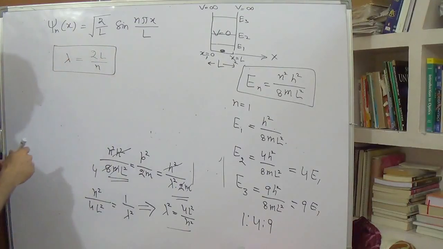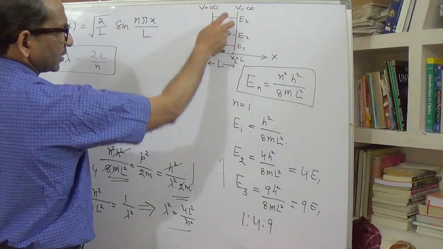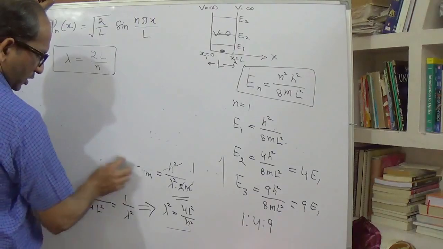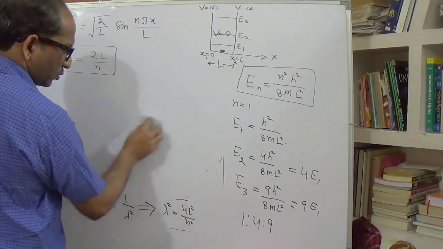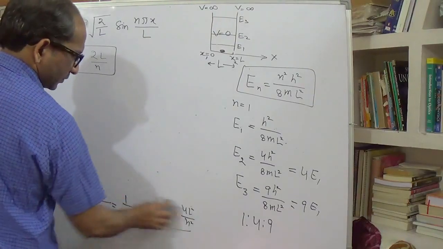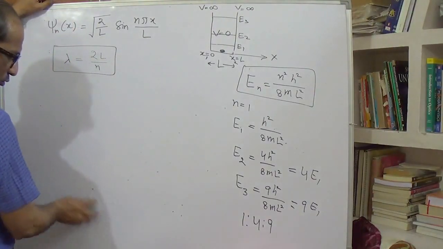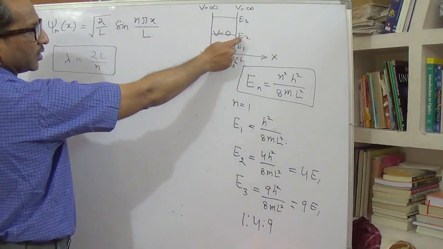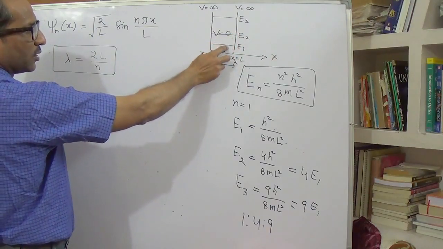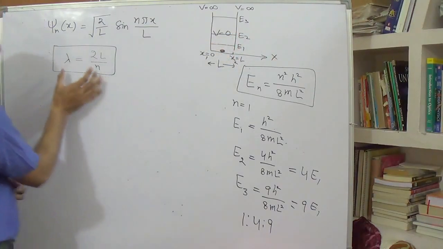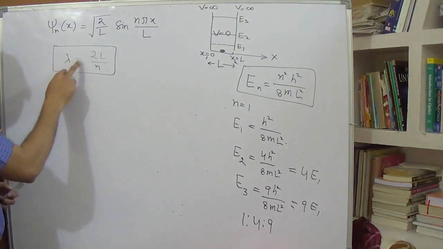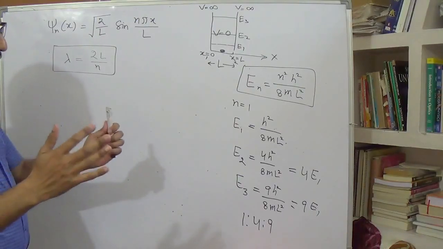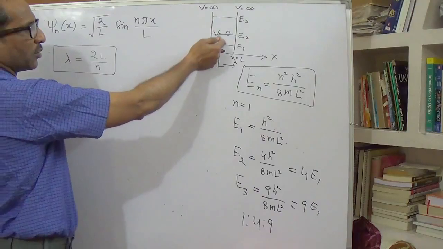So I have only these variables, L and these states. There are number of states. So N is equal to 1 corresponds to the ground state. N is equal to 2 is the first excited state. Remember this point: when you use E2, that will be the first excited state. This E1 is the ground state. So now I have found that lambda is equal to 2L upon N, where L is the dimension of the well and N is the number of the state.